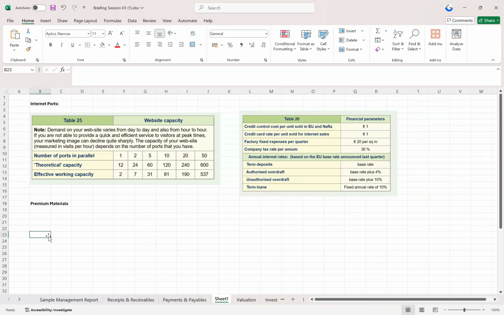Okay. Now let's move to premium materials. So for premium materials, we have P1, P2, P3, right? And we know that P1 needs 1 unit of raw material, P2 needs 2, and P3 needs 3 units of raw materials, right? Let's say I am manufacturing 300 quantities of P1, 200 quantities of P2, and 100 quantities of P3, right?